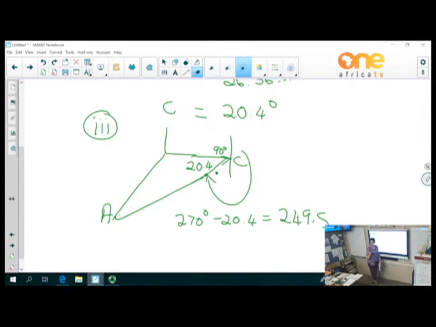Okay, but look at it. Bearings is 3-figure bearings, no decimal places, so it will be 250. That's the bearing. No decimal places there. No, north clockwise. This is what I need. This is the bearing. So this is 270 at that point, and I just subtract that one. That's how I get to that one.